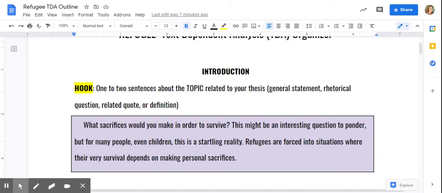I want you to pause the video. I want you to think about what kind of hook you would like to use: a general statement, a question, a quote, or a definition. Think about the topic that you're going to be writing about based on the theme that you see in all three of the stories. And then I want you to draft out your hook for your introductory paragraph. And then when you're done, come back to the next part of the introduction.